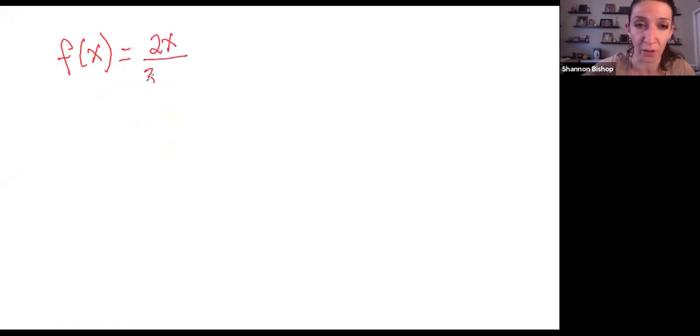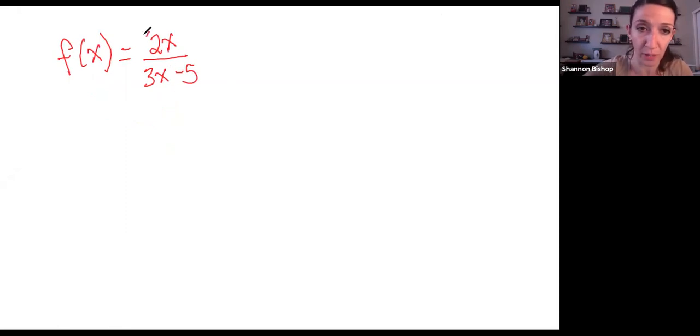So let's say that we had a function. So now I'm just going to try to make things generic. So if we had a function that said, 2x over 3x minus 5. And obviously you could graph this in Desmos, so no worries there.